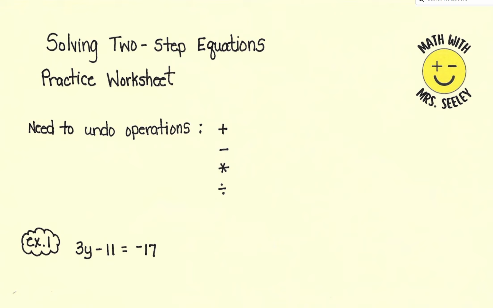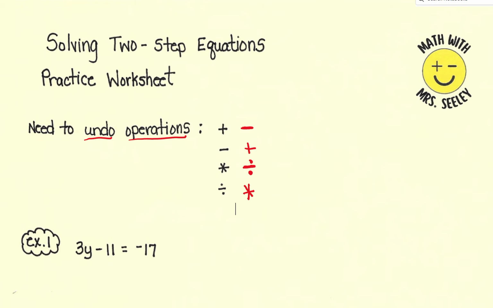When solving any type of equation, you're trying to solve for the variable. And in order to do that, you need to undo operations. So if something is added, you need to subtract. If something is subtracted, you need to add. If something is multiplied, you will divide. And if something is divided, then you will multiply.